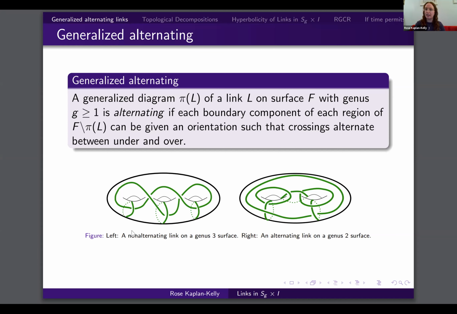So on the left, we have a non-example. If I take this region, I give it this orientation, and we follow my mouse around, we can see that I have undercrossing followed by undercrossing, so it fails the condition. Whereas on the right, if we choose any of these regions and we travel around, we see that our crossings alternate between under and over.